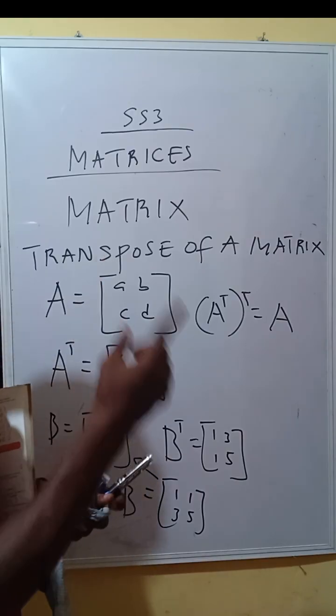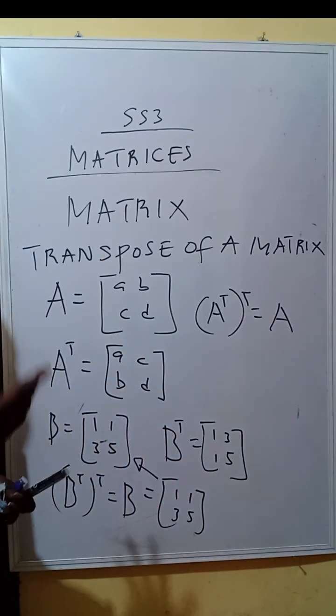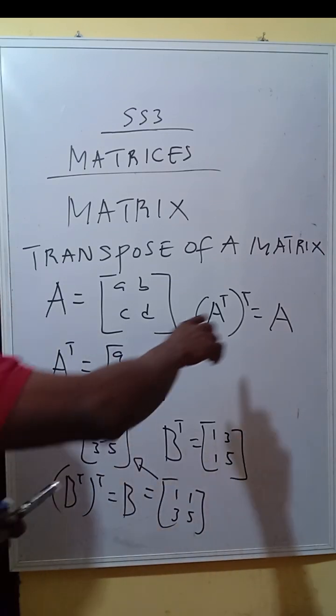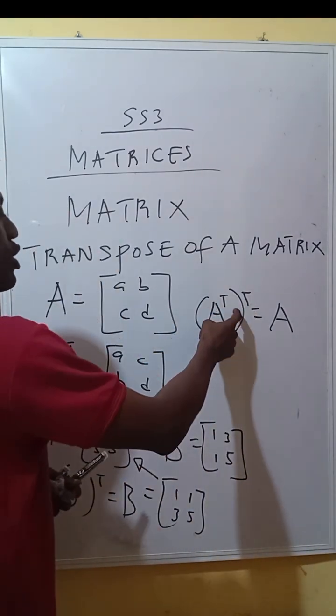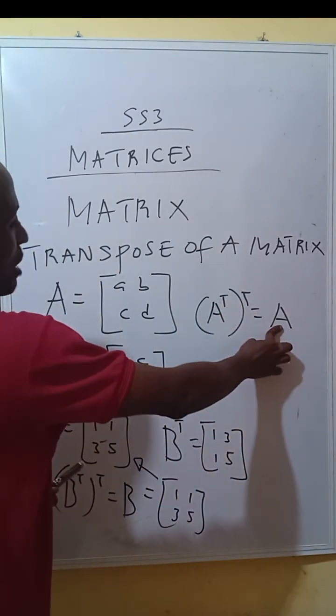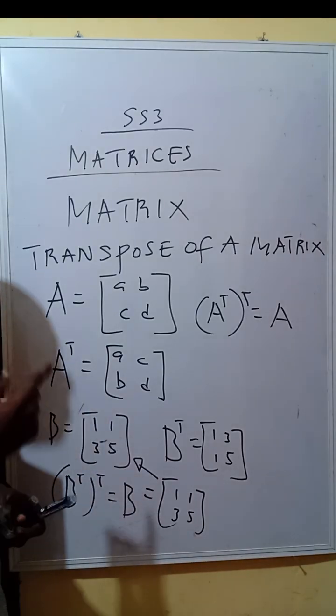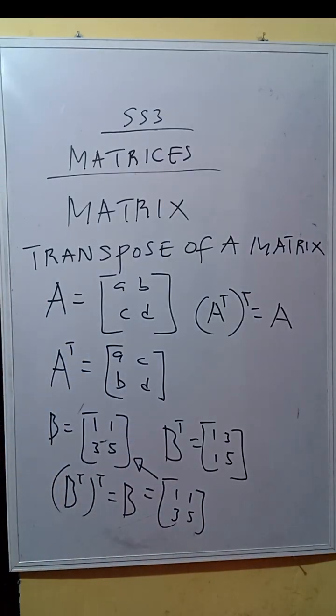Sorry if I'm using the word matrix for one; I'm just used to calling it matrices. Matrix is one, while matrices is more than one. So if I transpose a transposed matrix, I get the initial matrix. Please take note of that. It is a very, very important property of matrices.